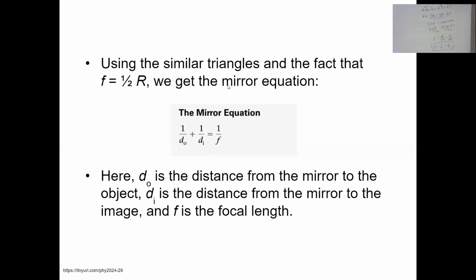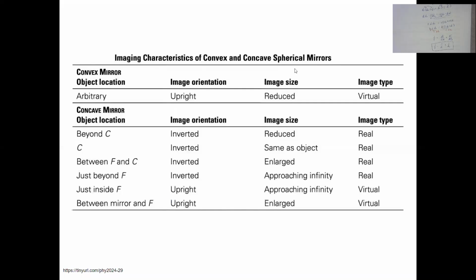Okay, so if you guys are clear, we'll go to the summary of the images formed by spherical mirrors. First, for a convex mirror, it doesn't matter where your object is. You're always going to get an upright, reduced size image, and that's a virtual image. Okay, so upright is a virtual image.